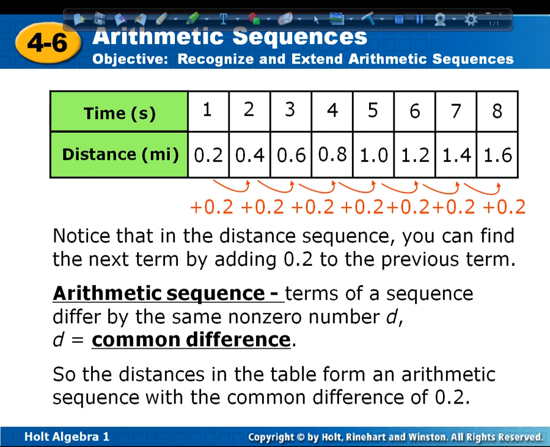In an arithmetic sequence, terms of a sequence differ by the same non-zero number d. We call d the common difference. So the distances in the table form an arithmetic sequence with a common difference of 0.2. Again, you do not have to write any of that down.